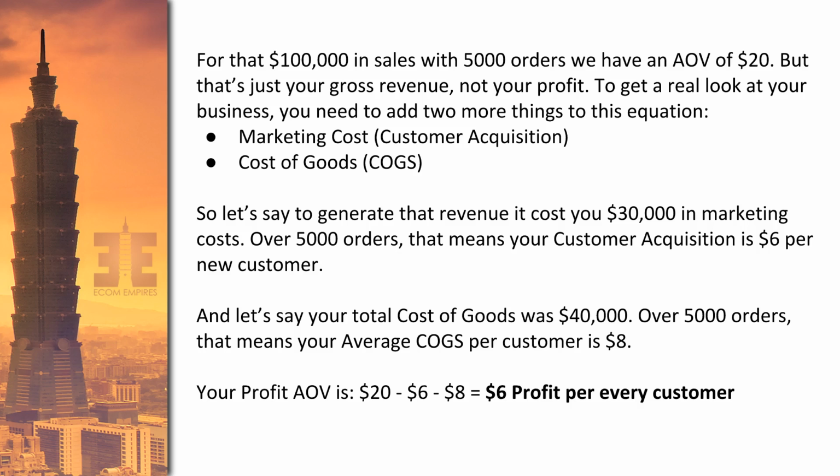So let's say to generate that revenue, right? You did $100,000 in sales in a month. That was your revenue. Okay, to generate that, it cost you $30,000 in marketing. Okay, that was your marketing cost, and so that means your customer acquisition is $6 per customer, right? If you have $30,000 in spend to get 5,000 orders, that means your customer acquisition is $6 per customer. And then let's say your total cost of goods sold for the month was $40,000. So over that 5,000 orders, that means your average cost of goods sold per order was $8.